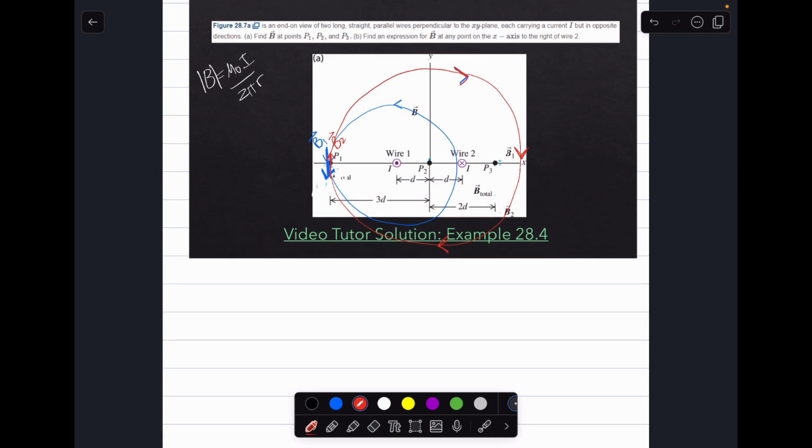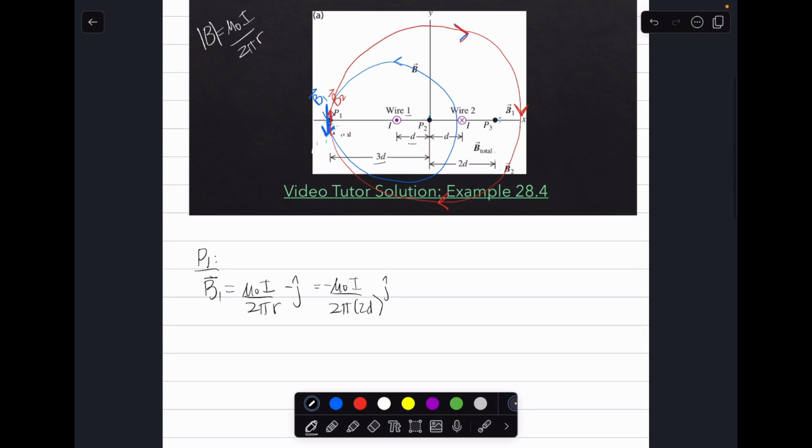Let's write down our magnitude. So at P1, the magnetic field due to wire 1 is going to have magnitude mu naught I over 2 pi r, and its direction is going to be pointing down, which is in the negative j hat. So what's r in this case? r is the distance wire 1 is from P1. And if you look at the picture, we're going to do a little bit of math: 3D minus D, which is 2D. And then go ahead and put the negative out there.